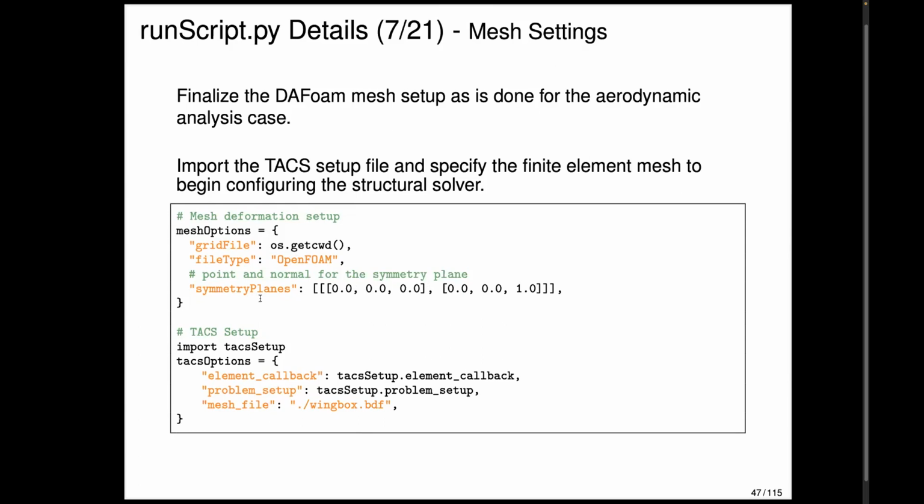Now we flip to TACS, which is our structural solver, and we need to define how we set up the structural problem. So that will import what we have as this TACS setup file. If you were to look at the workshop file, you'd see that there's an additional Python script that we use for setting up TACS. And we set up these options: an element callback function, a problem setup function, and we define the mesh file, which is this BDF and ASGen file.